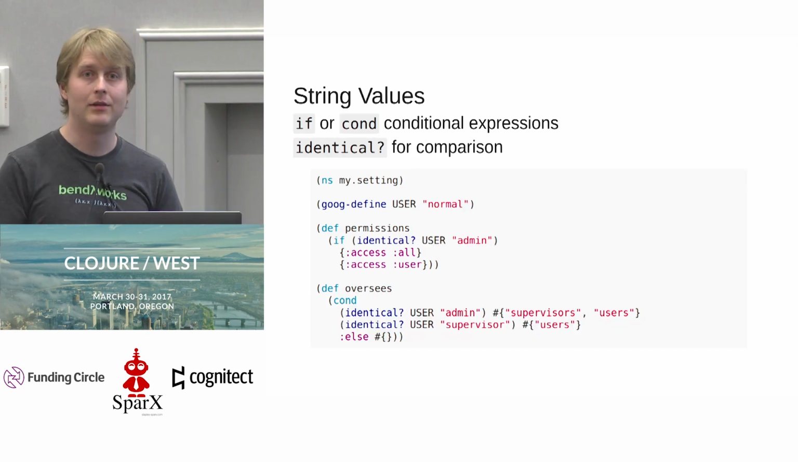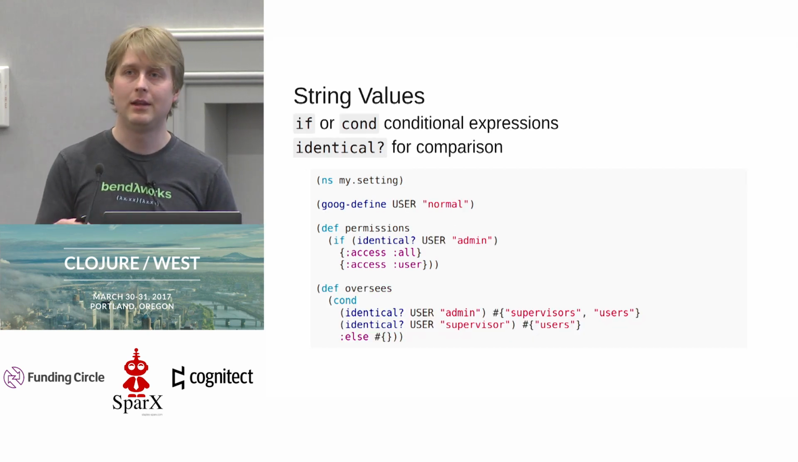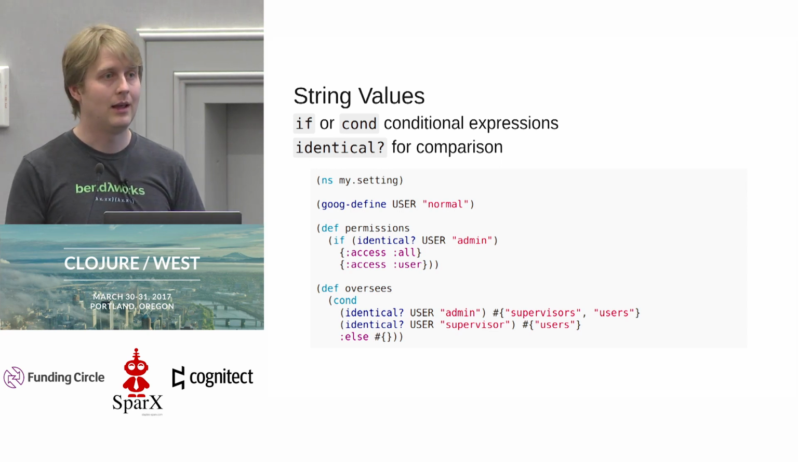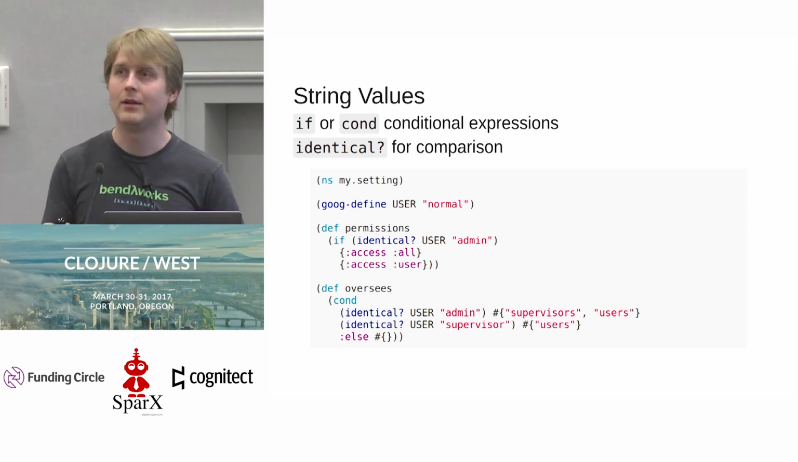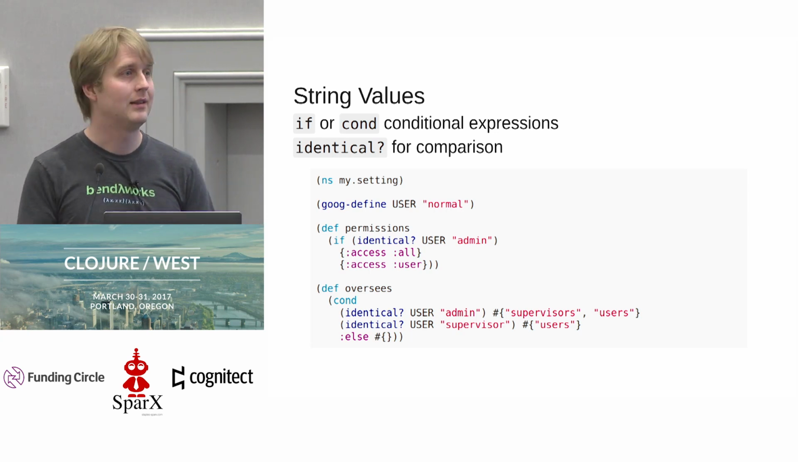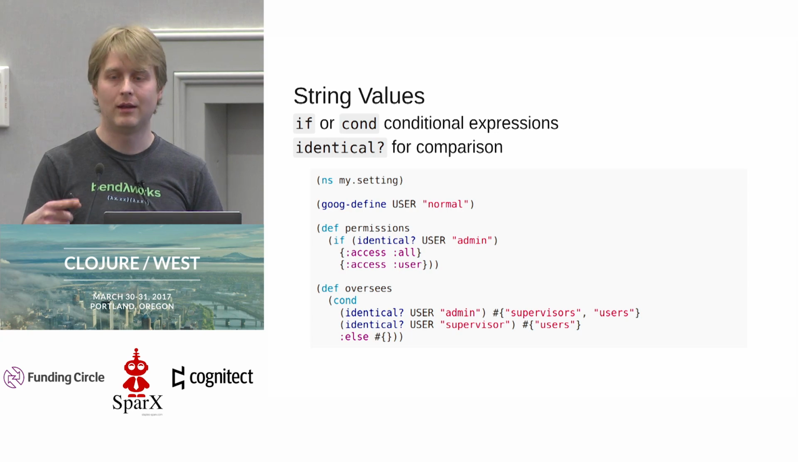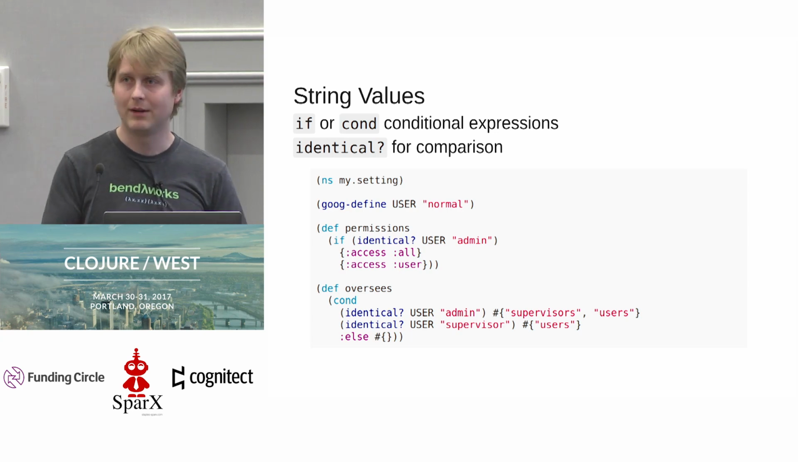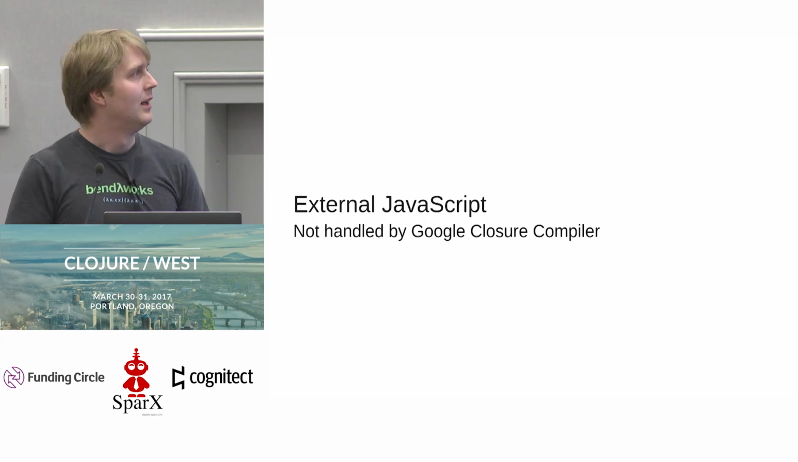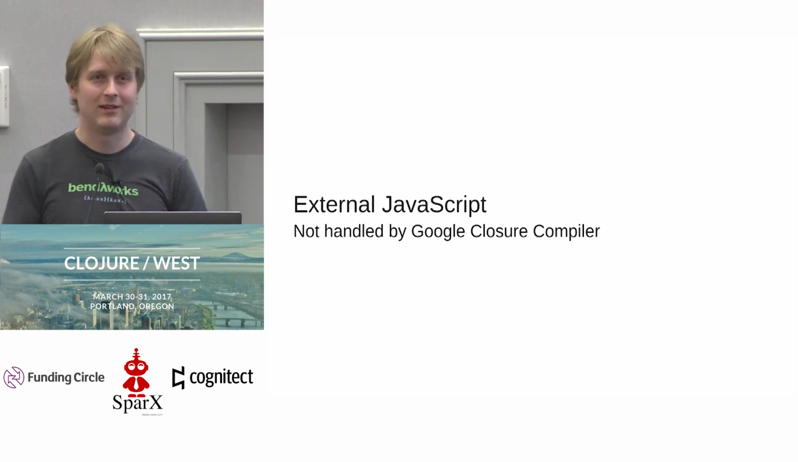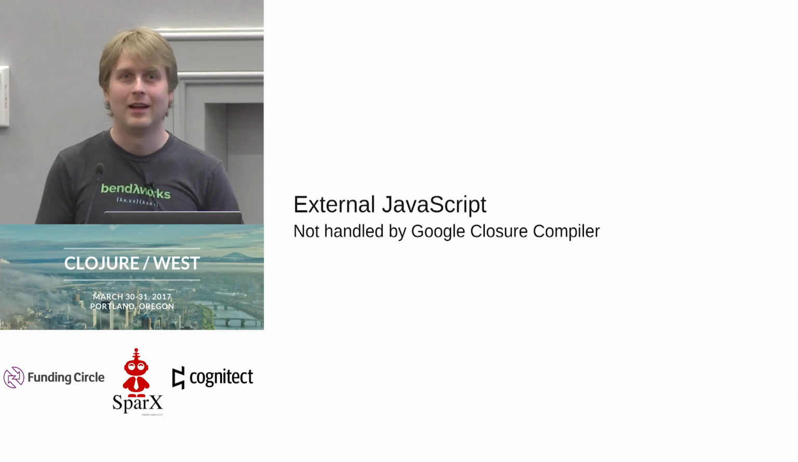And for string values, you will have to use either if or cond in order to get the dead code elimination. And you have to compare the strings using identical instead of the Clojure equals. Google Closure doesn't understand the equals for dead code elimination, so you need to use identical to do the comparisons for string values.